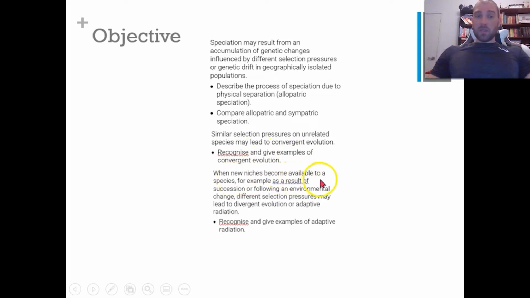When new niches become available to a species, for example as a result of succession or following an environmental change, different selection pressures may lead to divergent evolution and adaptive radiation. Recognize and give examples of adaptive radiation.